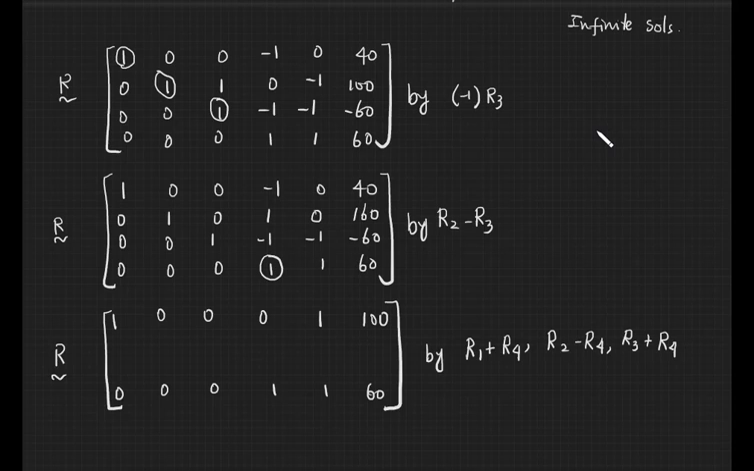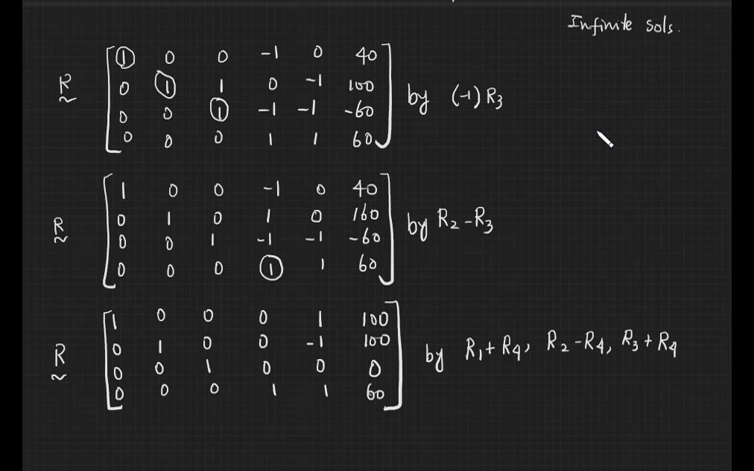Then we have R2 minus R4, 0 minus 0 becomes 0, 1 minus 0 becomes 1, 0 minus 0 becomes 0, 1 minus 1 becomes 0, 0 minus 1 becomes minus 1, 160 minus 60 becomes 100. Then we have R3 plus R4, so 0 plus 0 becomes 0, 0 plus 0 becomes 0, 1 minus 0 becomes 1, minus 1 plus 1 becomes 0, minus 1 plus 1 becomes 0, minus 60 plus 60 becomes 0.